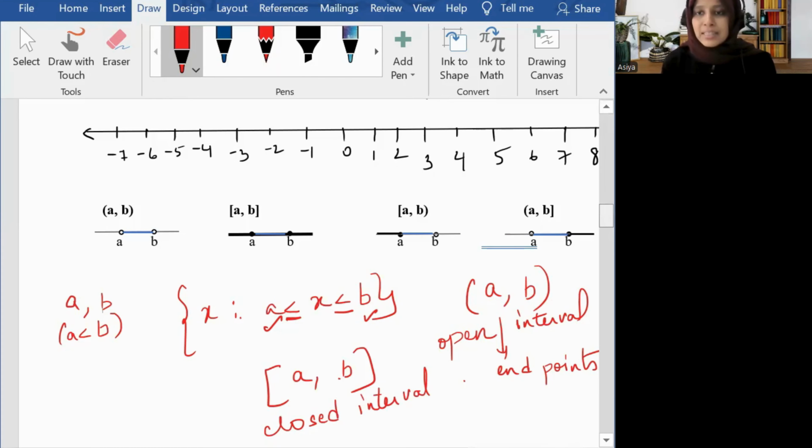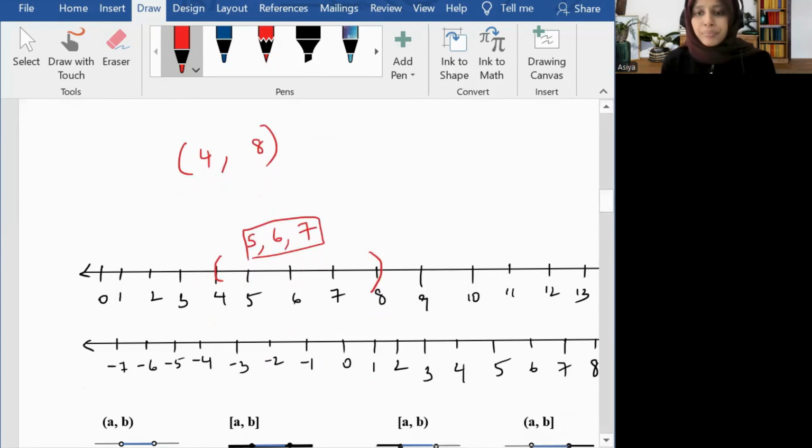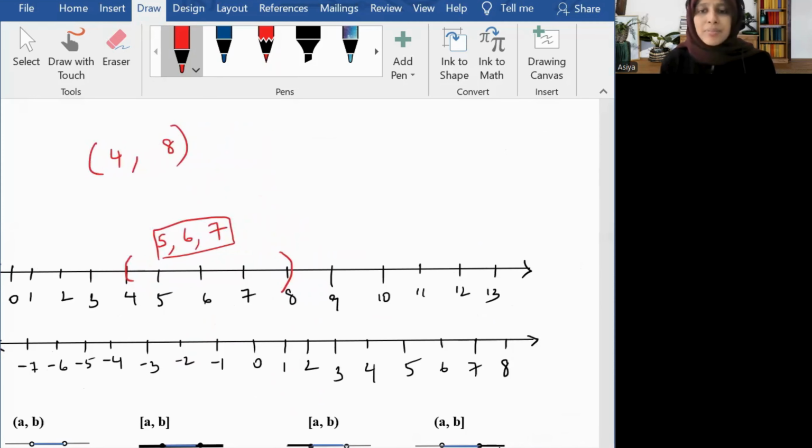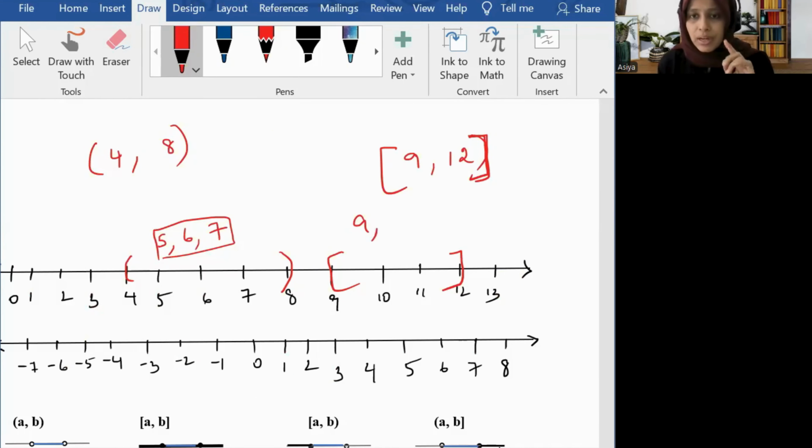Now let us understand this through an example on a number line. Now suppose I am saying closed interval 9 comma 12. 9, again I will have to use a square bracket. When I say 9 comma 12, I said closed interval. So 9, 10, 11, 12. These two endpoints, that are 9 and 12, will also be included. I hope that's clear.